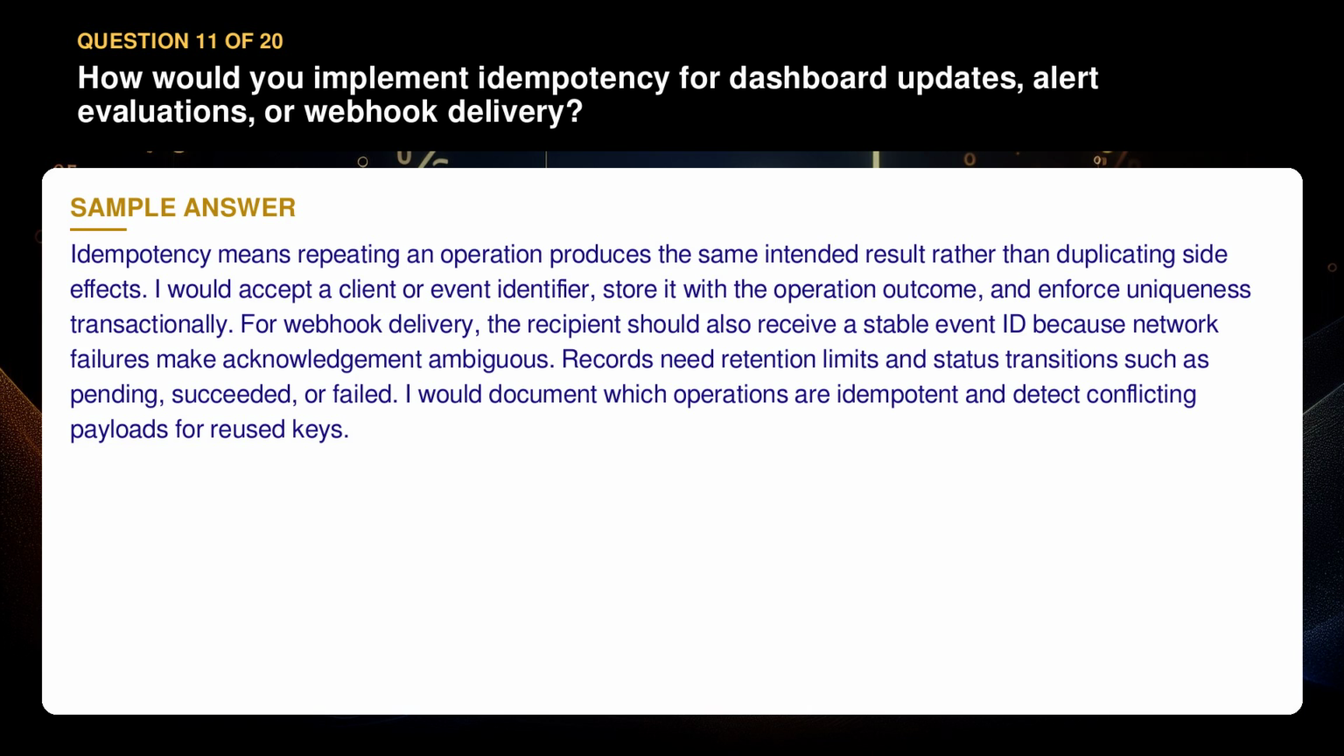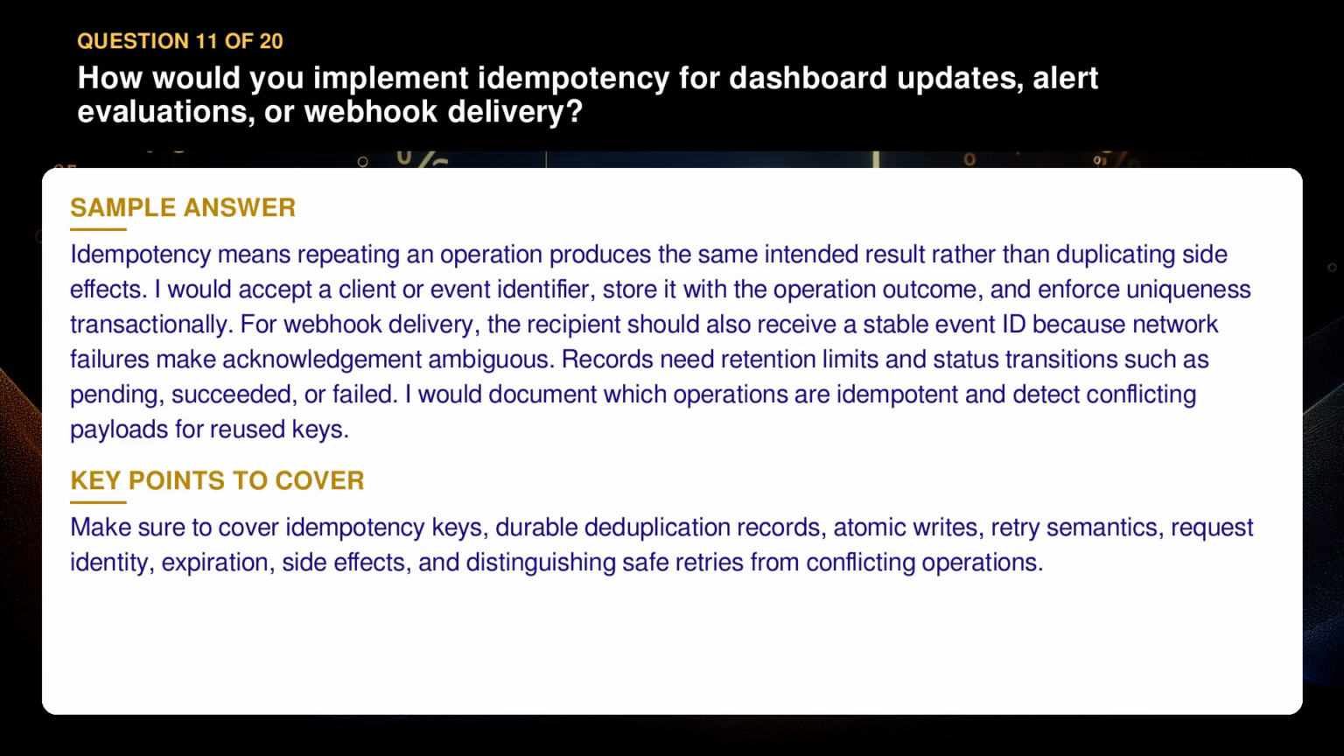Records need retention limits and status transitions such as pending, succeeded, or failed. I would document which operations are idempotent and detect conflicting payloads for reused keys. Make sure to cover idempotency keys, durable deduplication records, atomic writes, retry semantics, request identity, expiration, side effects, and distinguishing safe retries from conflicting operations.